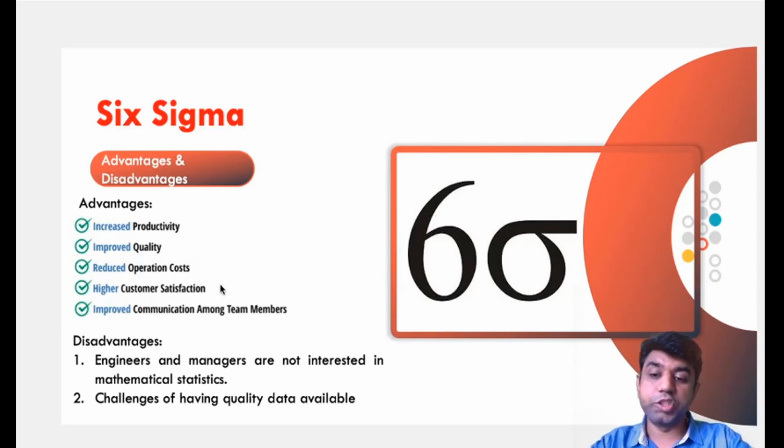Coming to the disadvantages, engineers and managers sometimes are not interested in mathematical statistics, because we are dealing with the mathematical figure that only 3.4 defects per million should be there, right? Some statistical models we need to adopt, right? So mathematical relations are sometimes not understood by the managers, and there is the challenge of having quality data available, right? In order to implement these things, we need to have some past records, we need to analyze that data, and we need to make some changes according to that past data or past experience. So sometimes some resistance may also be shown by the workers.